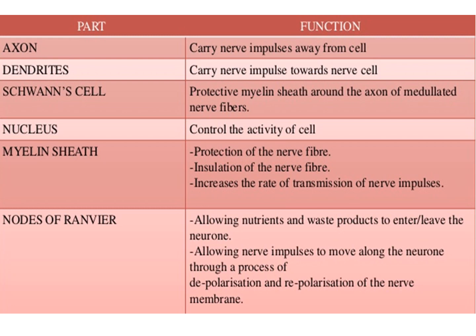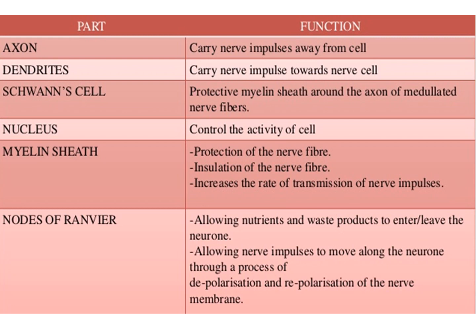Schwann cells provide the protective myelin sheath around the axon of the medullated nerve fibers. The myelin sheath protects the nerve fibers, and the node of Ranvier allows nutrients and waste products to enter or leave the neuron.